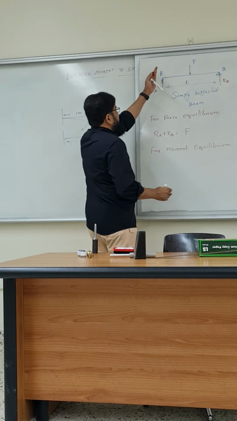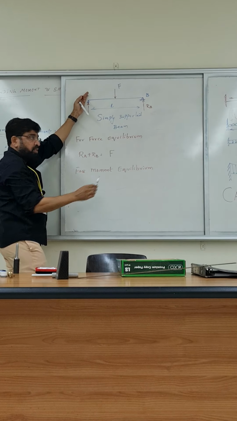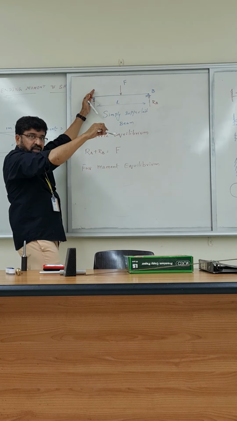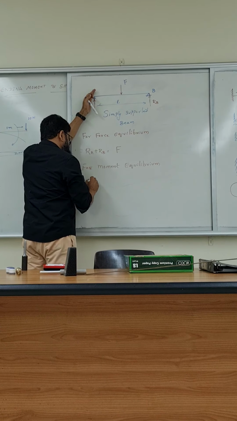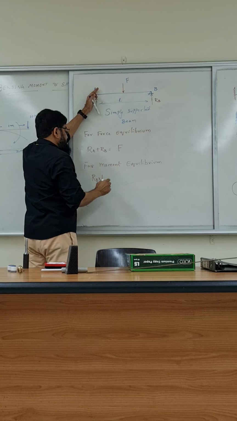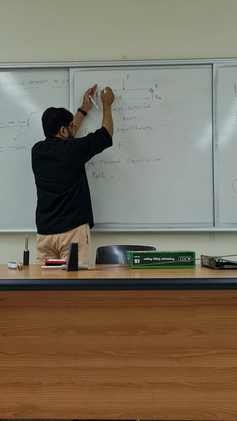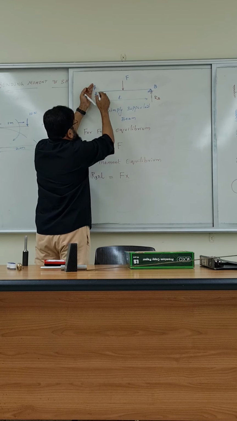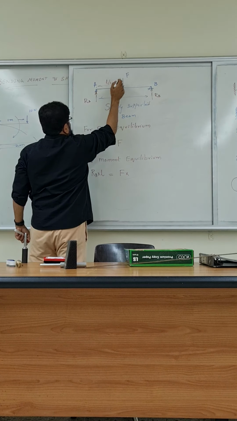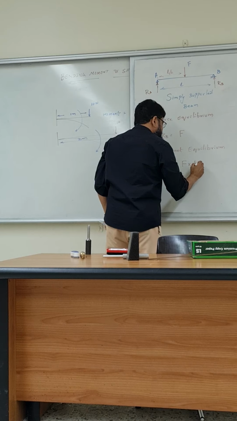So now I will keep my hand here, see? RB multiplied by L, correct? This is acting in one direction, counterclockwise, is it not? RB multiplied by L. If I take counterclockwise as positive, this should be equal to what? Because there is only one force, F multiplied by this distance. How much is this distance? Since it is exactly in the middle, I can write it as L by 2. RB times L is equal to F multiplied by L by 2.